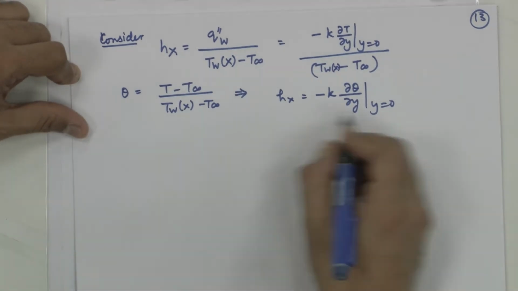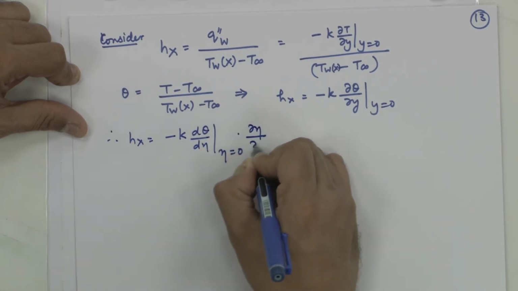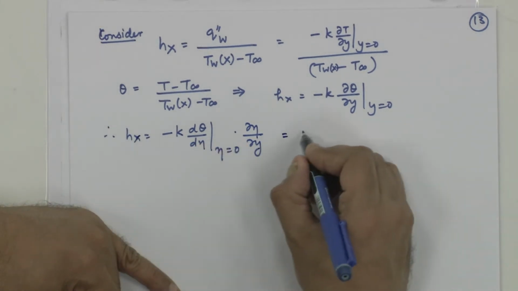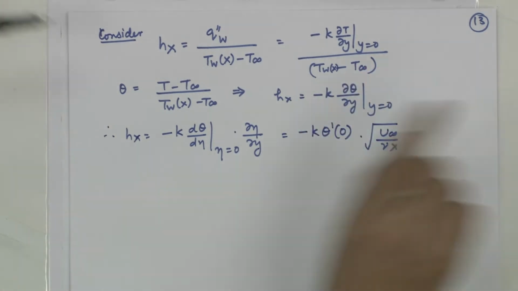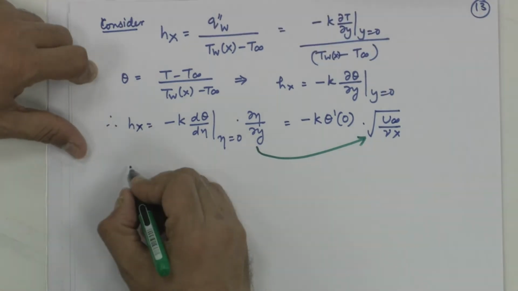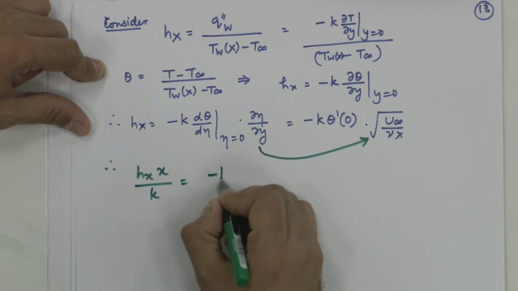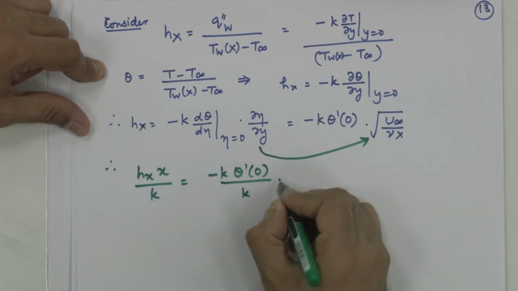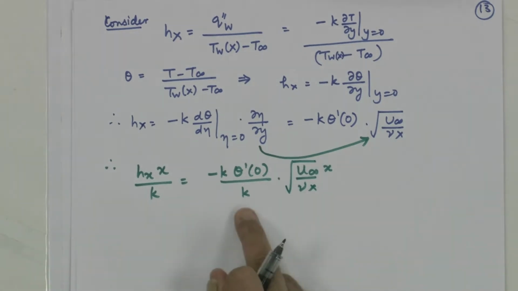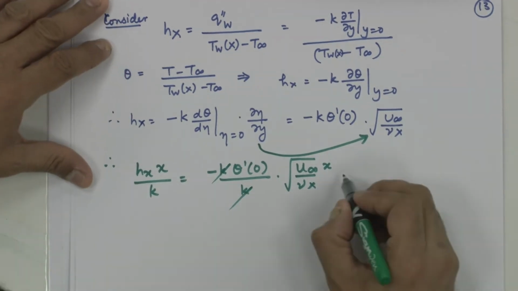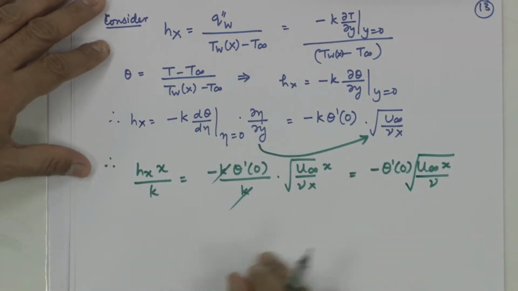Once I get this, I will write hx is equal to minus k d theta by d eta at eta equal to 0 times d eta by dy, which is equal to minus k theta prime of 0 under root u infinity by nu x. From the earlier definition, this was my definition of d eta by dy. Therefore, let us bring hx into x by k: hx x by k is equal to minus k theta prime of 0 divided by k, I am multiplying and dividing by x by k, times root of u infinity x over nu x. So k will cancel, this is going to be equal to minus theta prime of 0 times (u infinity x over nu) to the power half.